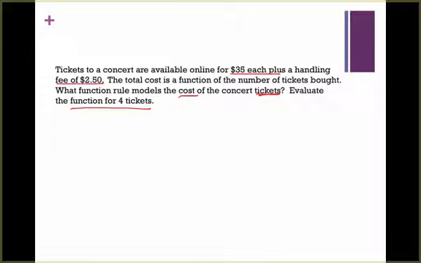So let's use C to represent the cost, and it's based upon the number of tickets we buy. So we'll call that C of T. And to find the cost, we're going to take $35 times the number of tickets, because they're $35 a piece, plus then we have to pay our handling fee of $2.50. So our equation for our cost based upon the number of tickets would be 35T plus $2.50.